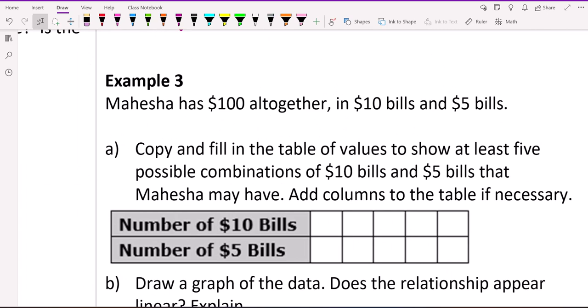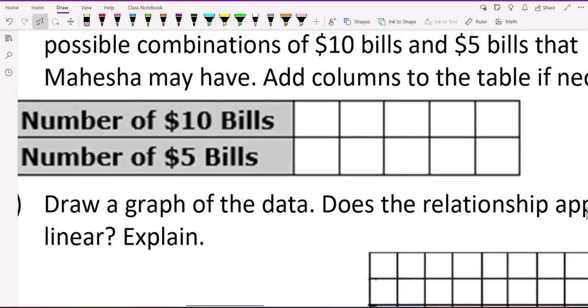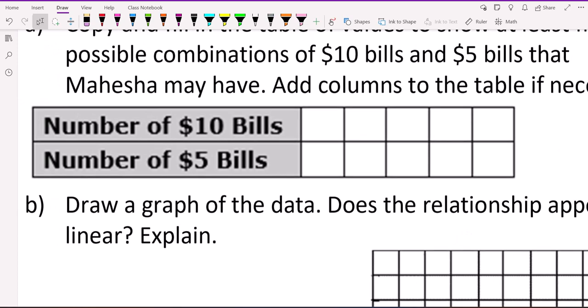Mahisha has $100 altogether in $10 bills and $5 bills. Copy and fill in the table of values that show at least 5 possible combinations. So, what are the different combinations to get to $100 using only $10 and $5 bills? Right. So we need to come up with 5 combinations. We can come up with more. Can anybody think of a combination? How can you get $100 by using only $5 bills and $10 bills?